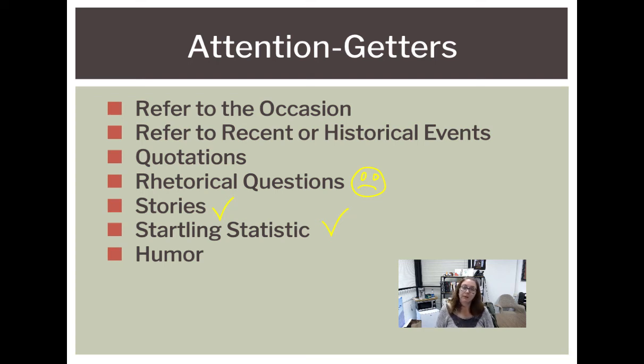So those are some ways that you can gain your audience's attention at the beginning of your speech. These will be particularly important as we get to the informative and the persuasive speech, and as the attention getters start to become more important for getting the audience involved.